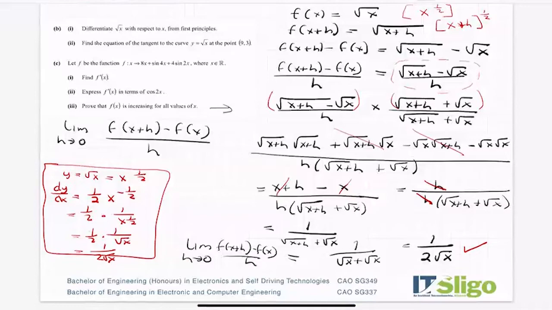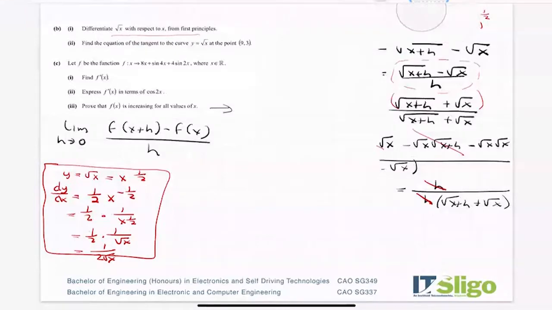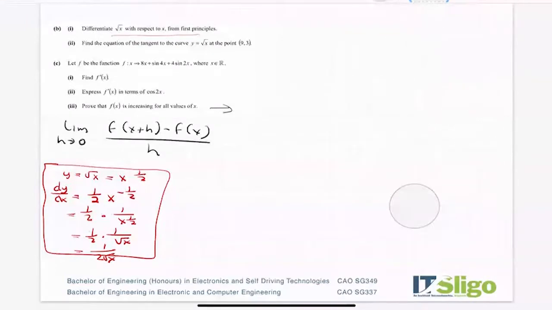Okay, so that's f. That is differentiate root x from first principles. Okay, so like I said, the hardest one that I have come across is that one. So I think if you can do that one, you can do any one. Okay. Find the equation of the tangent to the curve y is equal to root x at the point 9, 3.